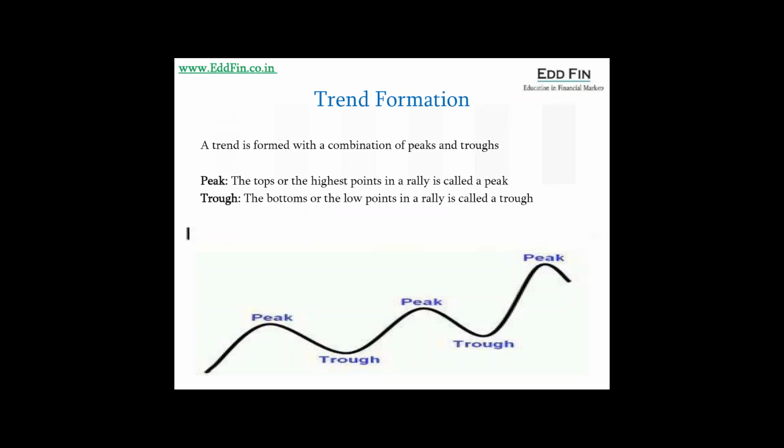So this is the trend formation. This is how the trend is being formed. Every trend comprises a peak and a trough formation. A peak is the highest point and a trough is the lowest point of the chart.